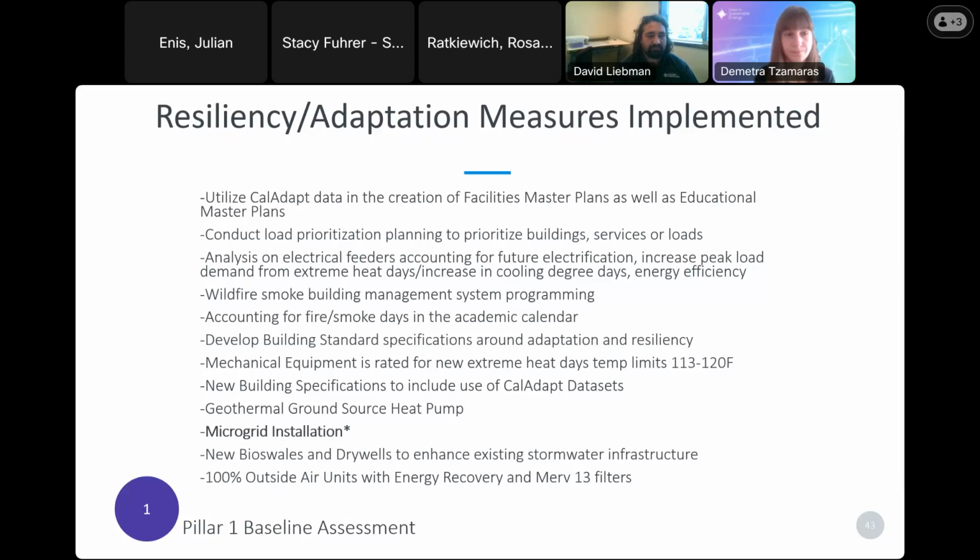And lastly, really focus on new building specification standards that guide architects and engineers on how not to use past data, which is most of the data that folks use, but to use the Cal Adapt modeling and future data around adaptation and resiliency. What we have found is a very strong gap in knowledge between taking the adaptation data that the state of California has and applying it at the architectural and engineering level.